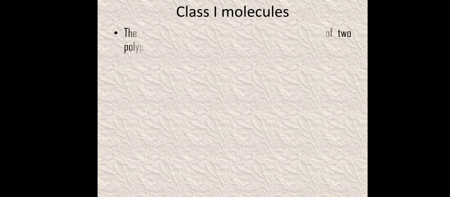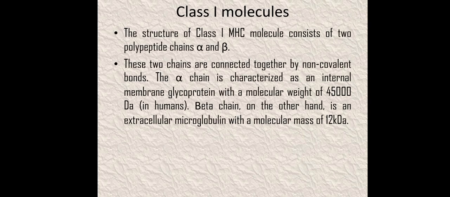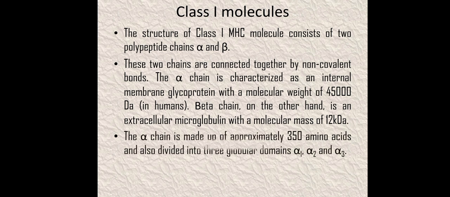Now we switch over to the structure and function of the class 1st MHC molecule. The structure of the class 1st MHC molecule consists of two polypeptide chains, that is alpha and beta. These two chains are connected together by non-covalent bonds. The alpha chain is characterized as an integral membrane glycoprotein with a molecular weight of 45,000 Dalton, and the beta chain is an extracellular microglobulin with a molecular mass of 12 kilodalton.